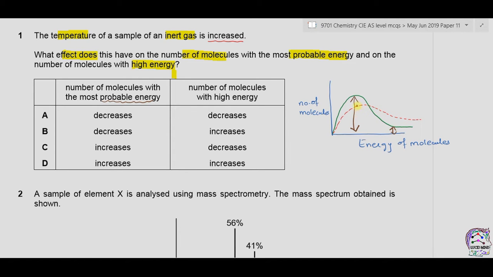Now we can see that the number of molecules with most probable energy have decreased and the number of molecules having high energy have increased. So therefore in the first part we have decrease and in the second part we are going to show increase. The answer is therefore B.